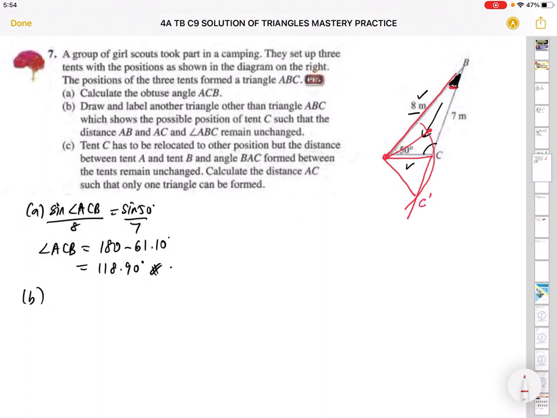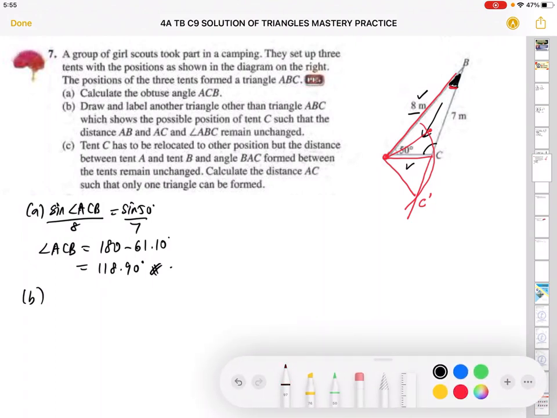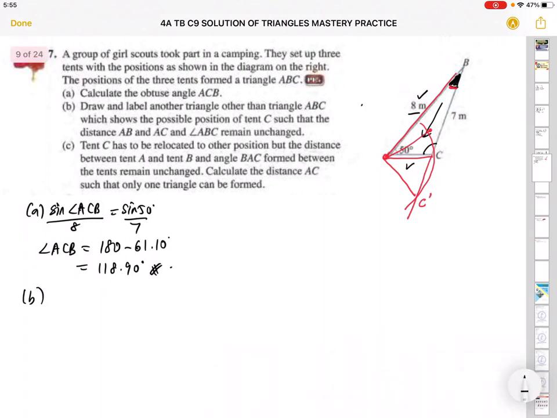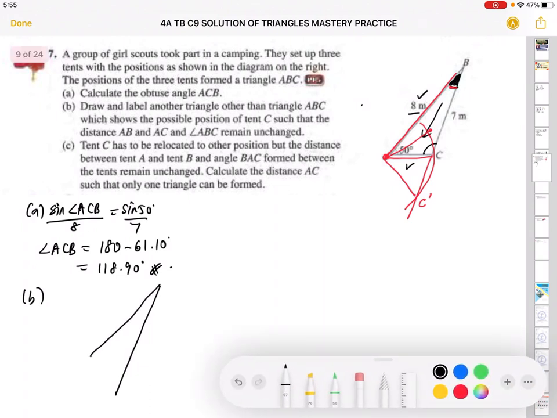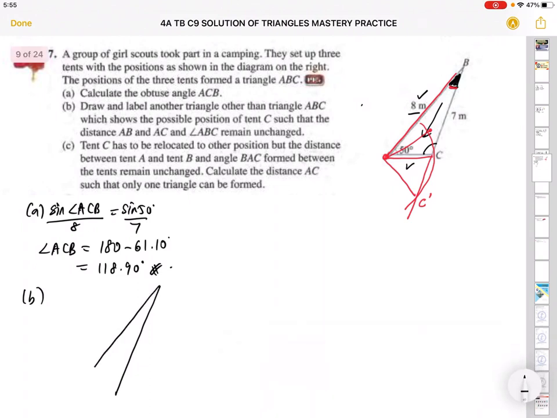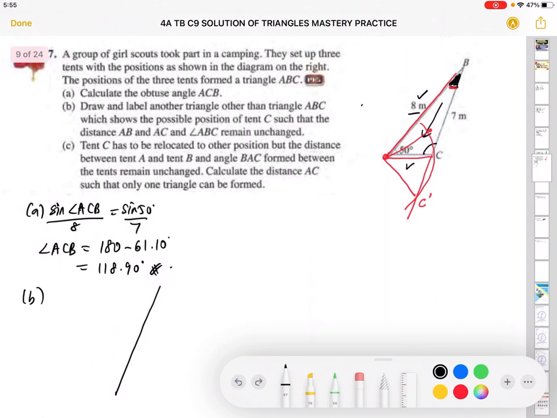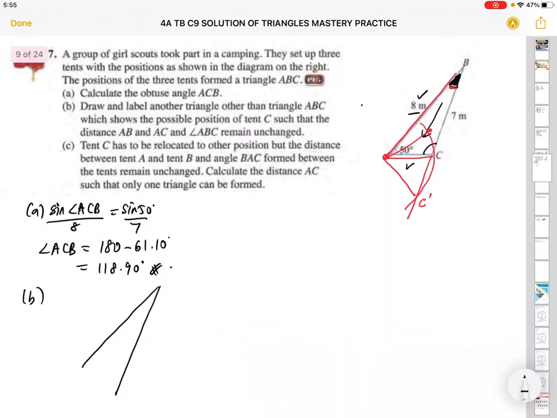So we're going to draw a second triangle. The question asks you to draw and label. So I'm just going to maintain the shape and the size. Oops, my line is a bit ugly. Sorry, please use a ruler. I just use freehand. So this is A, this is your C prime, and this is your B, and you need to show it, they say draw and label a triangle, show the possible position of C.